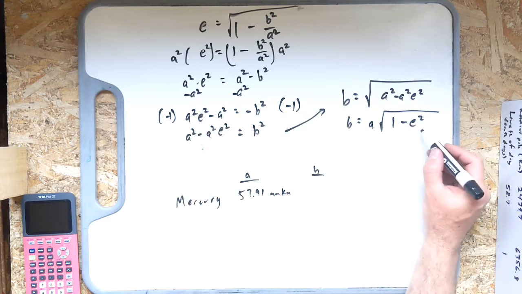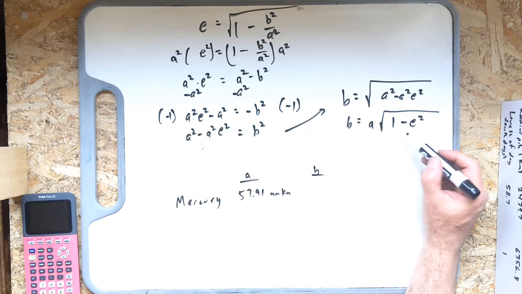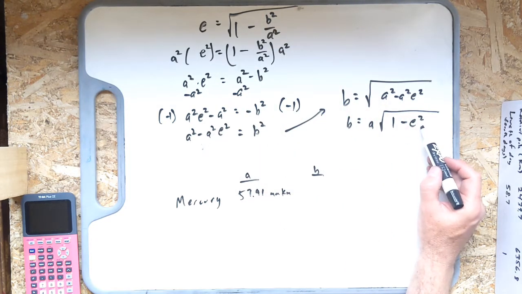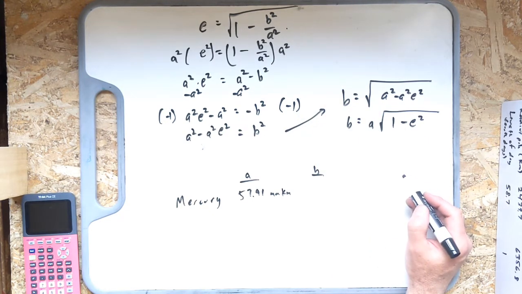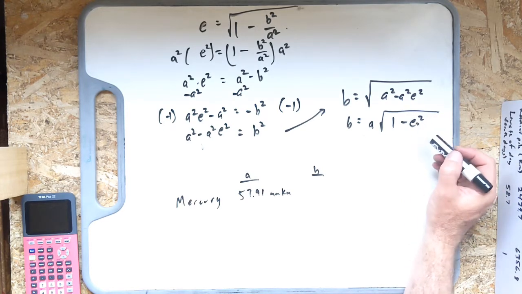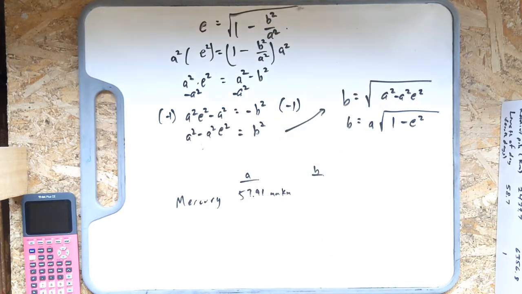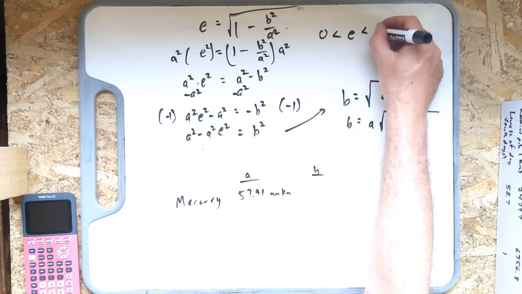Now, what that means in terms of what eccentricity is: if b is exactly the same as a up here, this becomes 1, and the eccentricity becomes 0. So a perfect circle will have an eccentricity of 0. If b is, for example, much, much smaller than a, this gets close to 0, and you just get an eccentricity of 1. So e goes between 0 and 1.